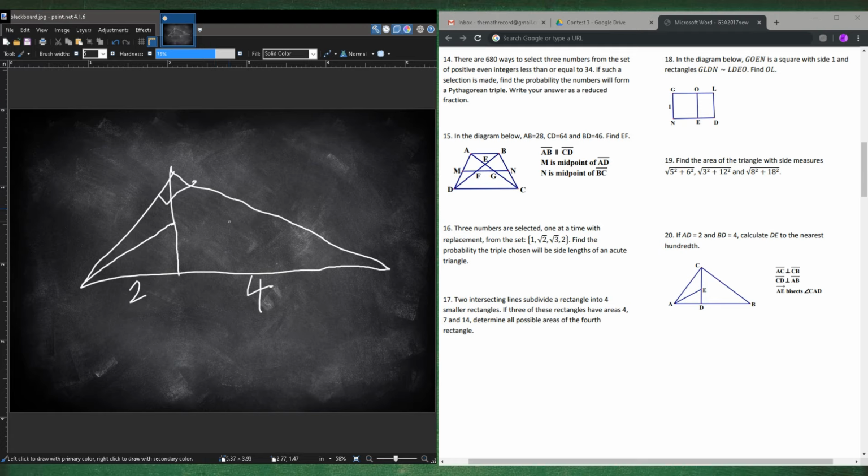And CD is perpendicular to AB. Okay, so these are perpendicular to each other. And AE bisects angle CAD. So these two are the same angles right here.